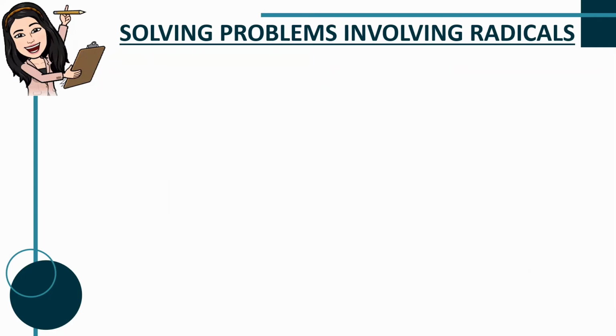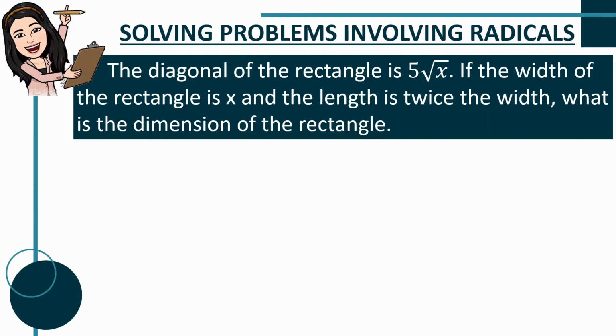For the last example, the given problem is the diagonal of a rectangle is 5 square root of x. If the width of the rectangle is x, and the length is twice the width, what is the dimension of the rectangle? Again, you have to analyze the given problem carefully. Reread it or read it as many as you can until you analyze that given problem.